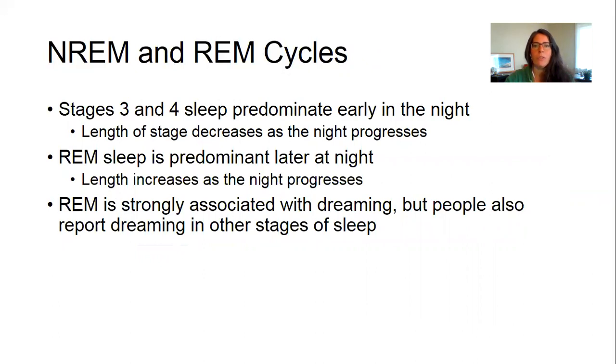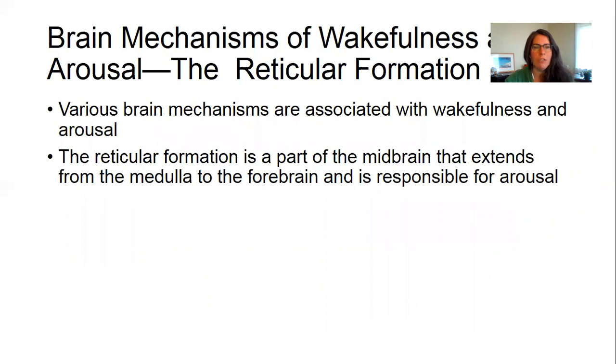Stages 3 and 4 sleep predominate early in the night, and the length of stages decreases as the night progresses. REM sleep is predominant later at night, and the length increases as the night progresses. REM sleep is strongly associated with dreaming, like I said before, but people also report dreaming in other stages of sleep.